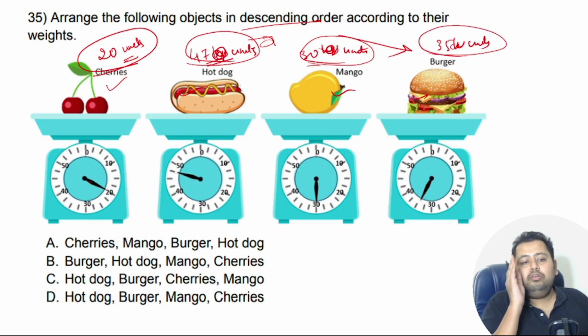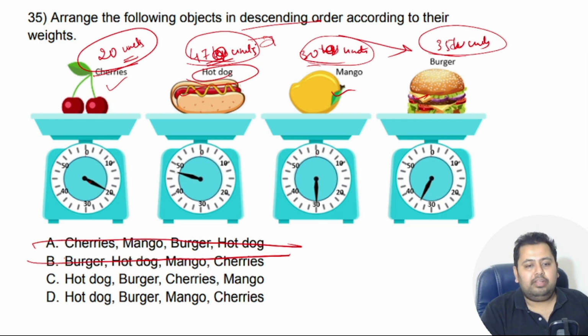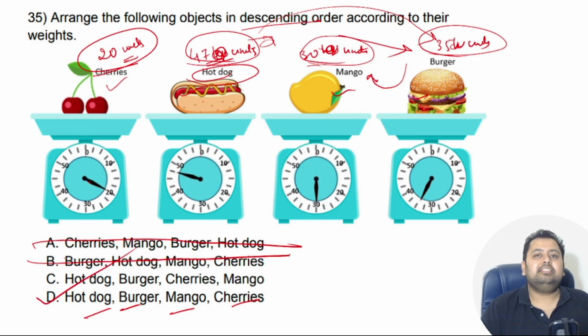Now you have to arrange it in descending order, that is from greatest to smallest, right? From larger number to the smaller number. The one that has the highest weight first and then towards the smallest weight. So highest weight is of hot dog, that is 47 units. So it has to be either option C or option D, right? Then after that we have burger. Both of them have the same thing. And after that it has to be mango. So hot dog, burger, mango, cherries is the correct order. So option number D is the correct answer.